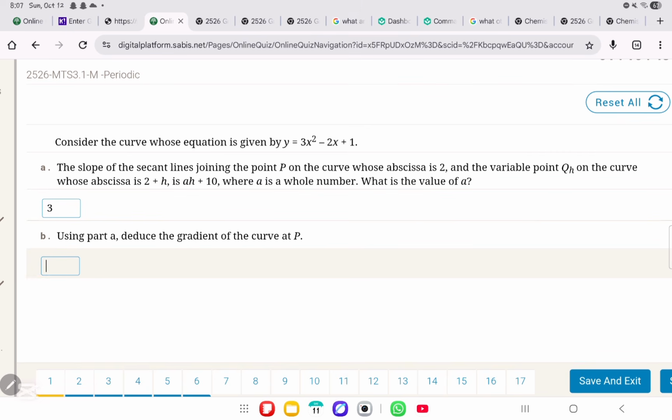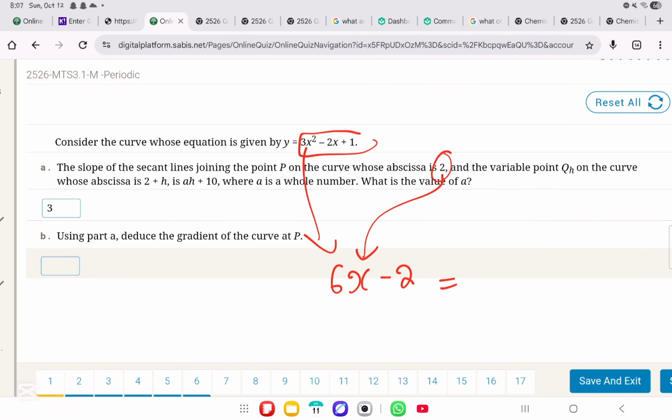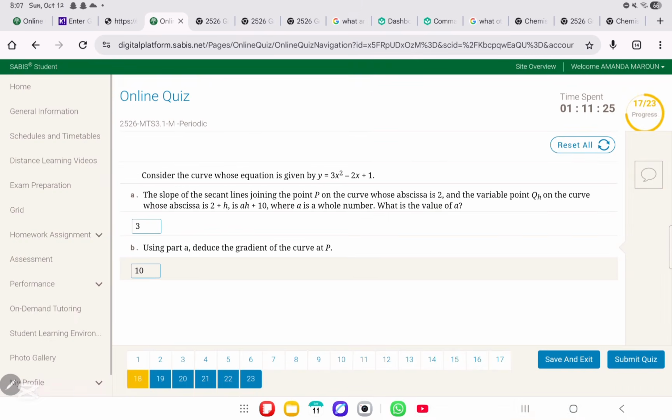Now using part A, deduce the gradient of the curve at P. Very simply, we just do the derivative. How do we find the derivative? What's the derivative? It is 6x minus 2. Now how do we find the value of the slope? You take the abscissa on the secant, which is 2, and that's also on the curve. We substitute it in x. So 6 times 2 minus 2 is 10. That means the gradient of the curve at P is 10.